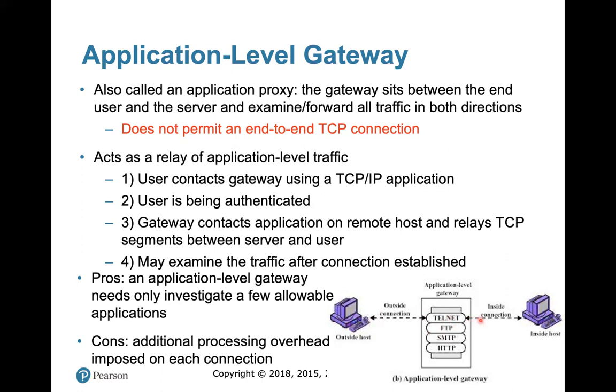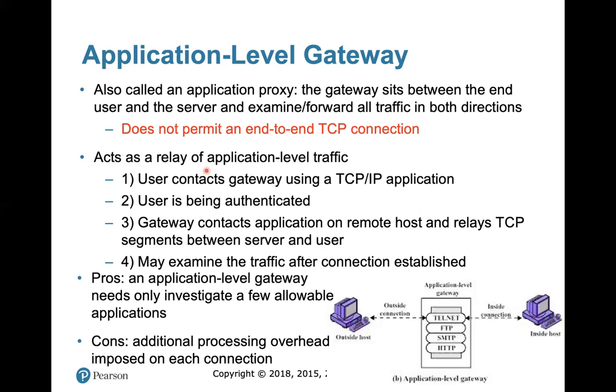So here we are talking about two parallel connections. One connection between the user and the firewall. The second connection is between the firewall and the actual server. Basically, here is a type of man in the middle attack. The firewall plays the role of a man in the middle. The user assumes that it is talking to the server, and the server assumes that it is talking to this user, while they are both talking to a third party. The user is talking to the firewall, the server is talking to the firewall. So it doesn't permit an end-to-end TCP connection. This is a key point about application level gateway or application proxy firewalls.